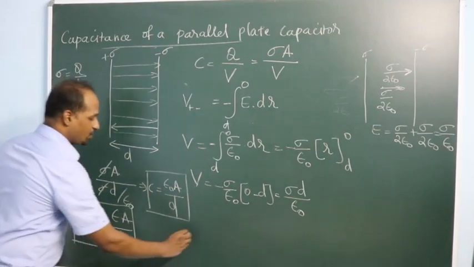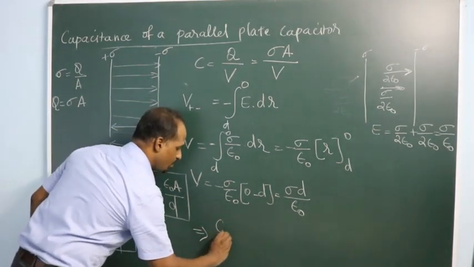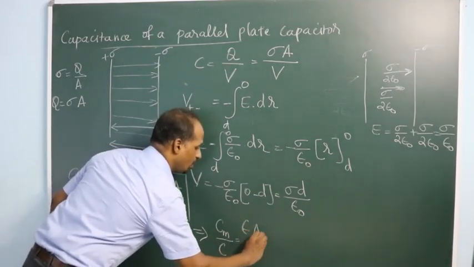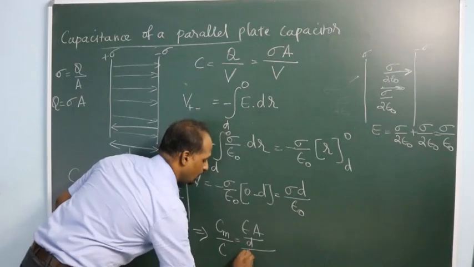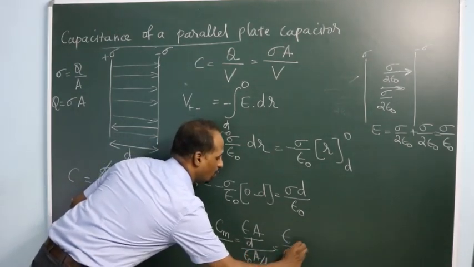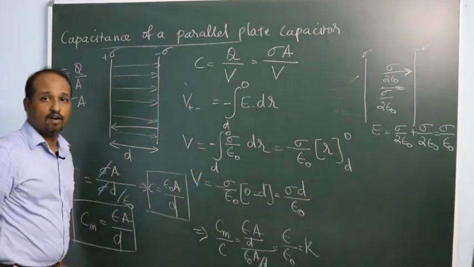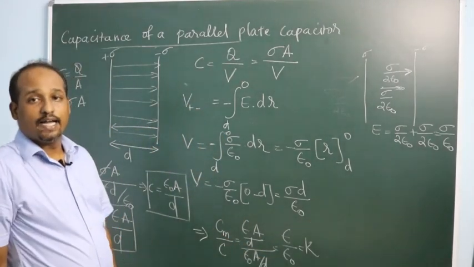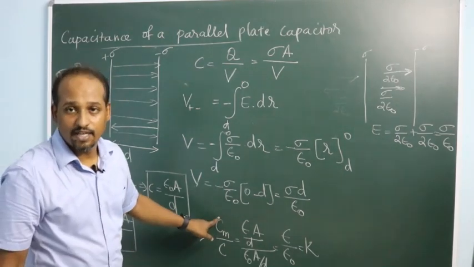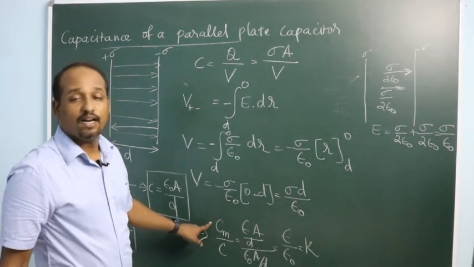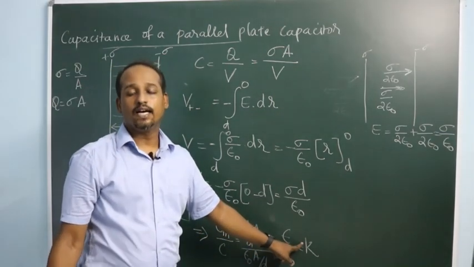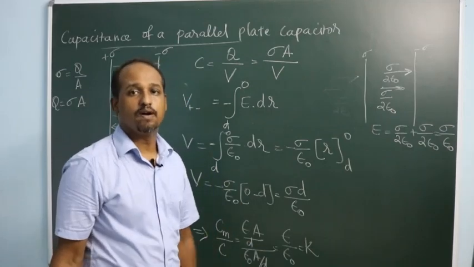When you divide these two, C medium by C vacuum will be equal to epsilon A by d by epsilon naught A by d. What you get is epsilon by epsilon naught, which is the dielectric constant. If you want to find out the dielectric constant of the medium, all you need to do is find the capacitance when the dielectric is filled and the capacitance with the vacuum. You will find the dielectric constant, or relative permittivity.